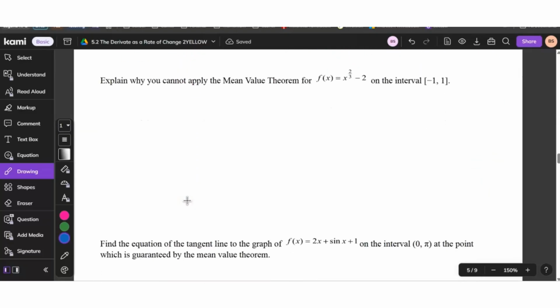So let's continue. Explain why we cannot apply the mean value theorem on this equation on the interval from negative 1 to 1. Well, probably what's going to be a little bit easier is if we rewrite this a little bit. Actually, we can leave it like that for now, but we can take the derivative, which would be what? 2/3 x to the negative 1/3, or 2 over 3 cube root x.